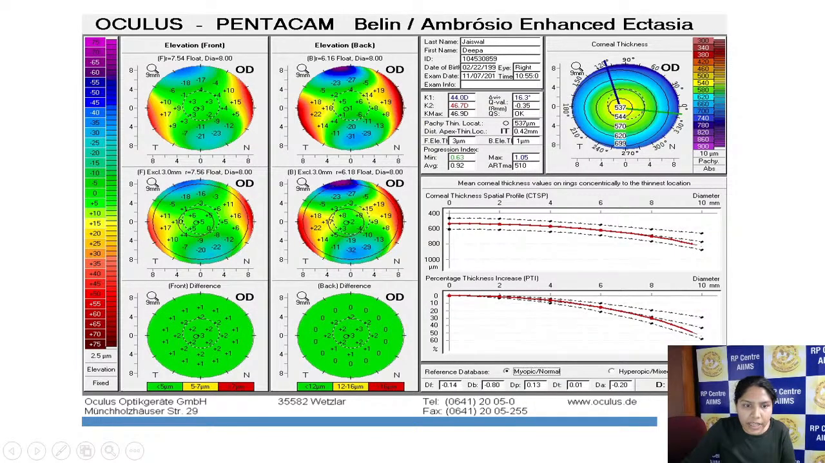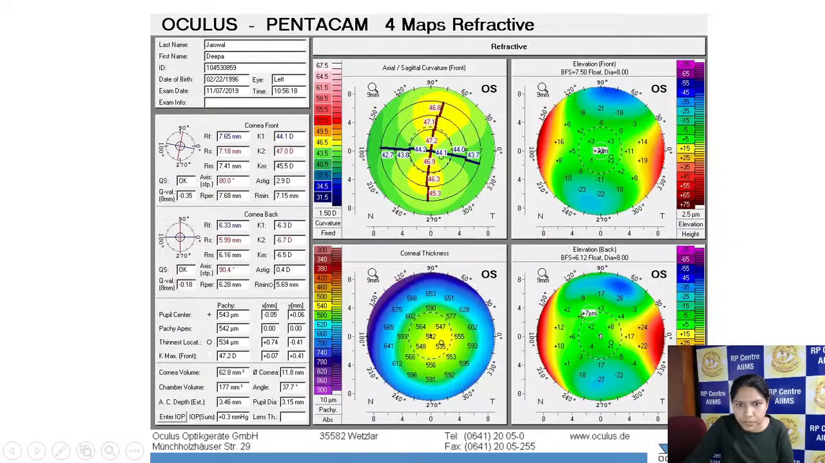On BAD map, we can see it was within normal limits for both elevation of back and front. The D value was 0.53, which is less than 1.6, and the CTSP and PTI was found to be within the two standard deviations within the 6 mm pupil diameter.